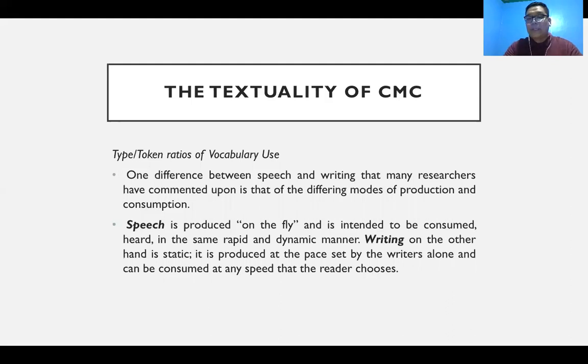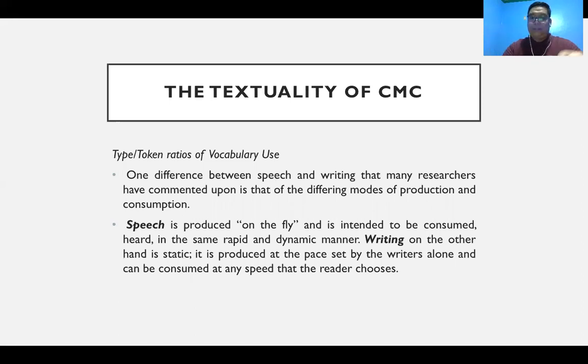One difference between speech and writing that many researchers have commented upon is that of the differing modes of production and consumption. Speech is produced on the fly and needs to be consumed, heard, in the same rapid and dynamic manner. So, for example, when someone speaks to you or converses with you, of course, you need to give feedback. That is why speech is considered produced on the fly, because it is intended to be consumed, heard, processed, interpreted right away.